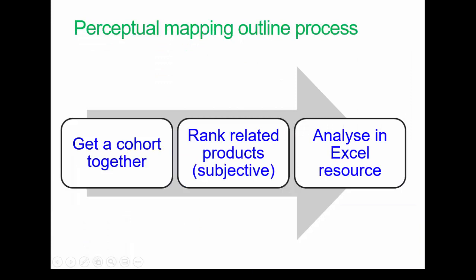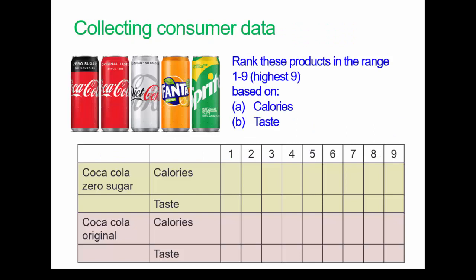This is the overall process. You'll need a cohort of potential customers. These could be other members of the group. You'll ask them to rank a set of related products. More on this in the next slide. And when you've done this, you can analyze the results using the Excel perceptual mapping resource.